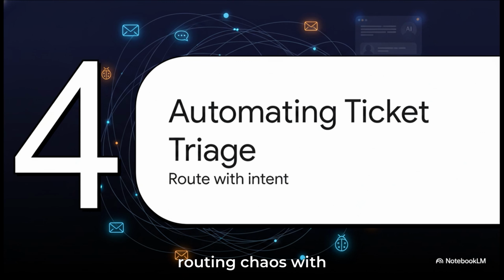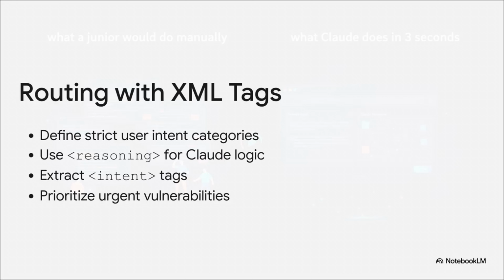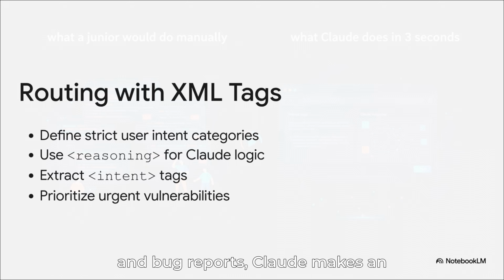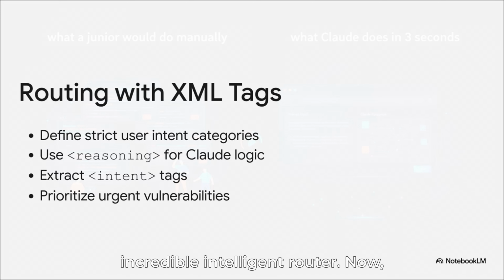We're routing chaos with intent detection. If your team is completely drowning in a massive volume of support portal messages and bug reports, Claude makes an incredible intelligent router. Now, what's really cool here is the use of XML tags. First, you define strict user intent categories, like technical issue versus account management.